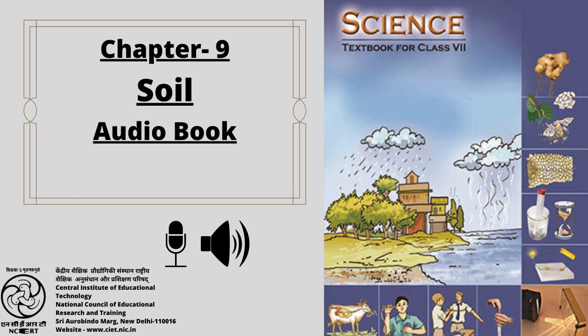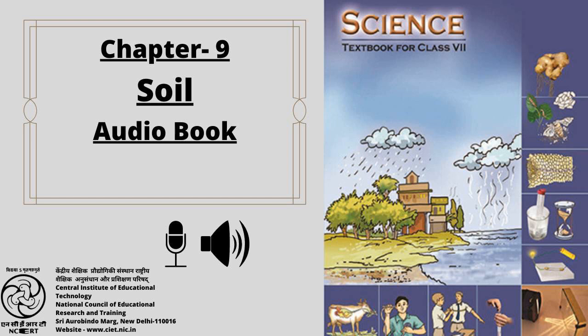Figure 9.6, removing moisture from the soil. In this figure, we can observe a test tube. Inside the test tube is a soil sample. The test tube is over a burner. It is being held with the help of a stand. The test tube is boiling. We can observe water droplets around the glass of the test tube.